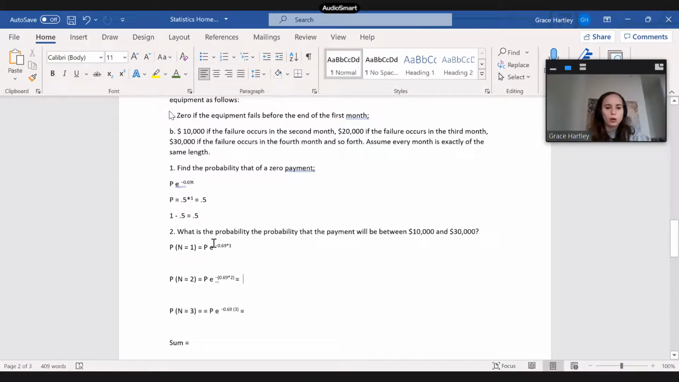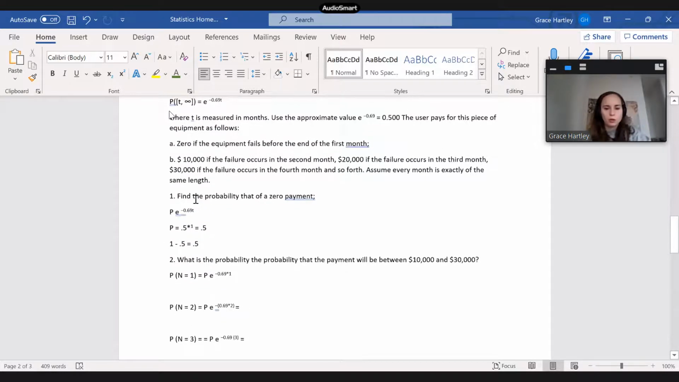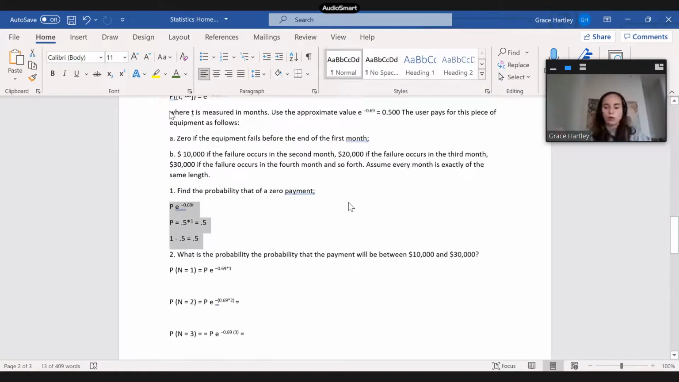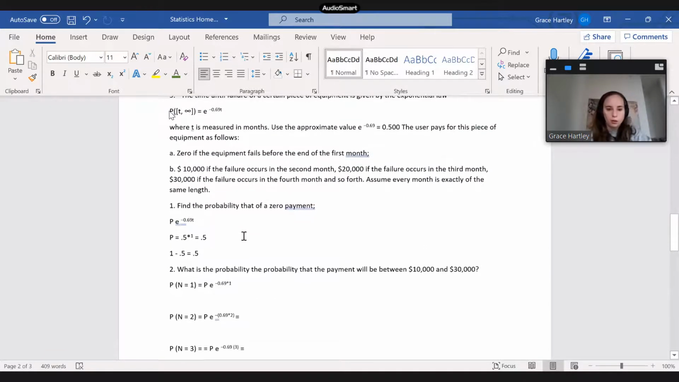So why isn't this one 0 then? Which one? Well, this one, I'm actually not. So this is the first month. That makes sense. That is the first month where there's a 0 payment from 0 to 30 or 31 days. Then the second month is then $10,000 if the fail occurs. That makes sense.